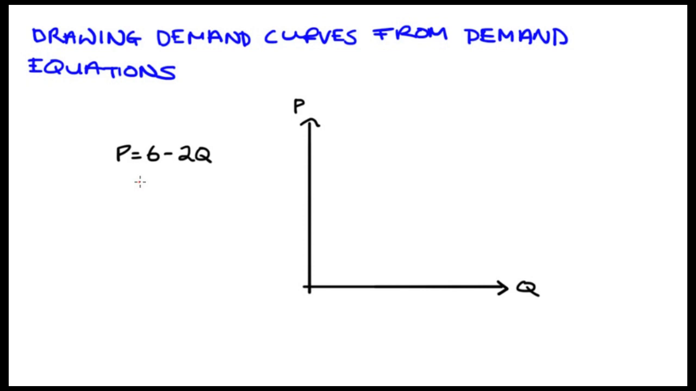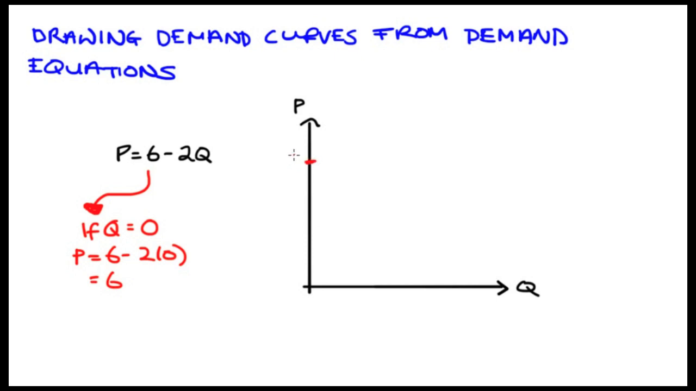It happens to be the case that when the demand curve hits the price axis intercept, Q is equal to 0. So I'm going to set Q equal to 0 in our demand equation. If I do that, then I get P is equal to 6 minus 2 multiplied by 0, because Q now is 0. So P is equal to 6. So that's our price axis intercept.